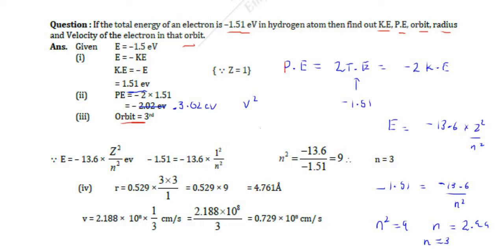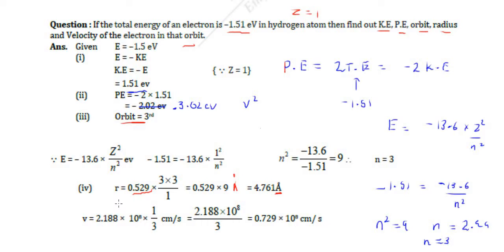Once you know the orbit value, you can find everything. You can find velocity as well as radius, because you know the relation between radius and the nth value. So radius of any nth orbit is nothing but 0.529 times n square upon Z. Z we always know it is 1. Z is 1 for hydrogen atom. So n ka value is 3. So 3 square, 3 into 3, so it is 9 into 0.529, and this is in angstrom. This is the main part. So it is 4.761 angstrom.